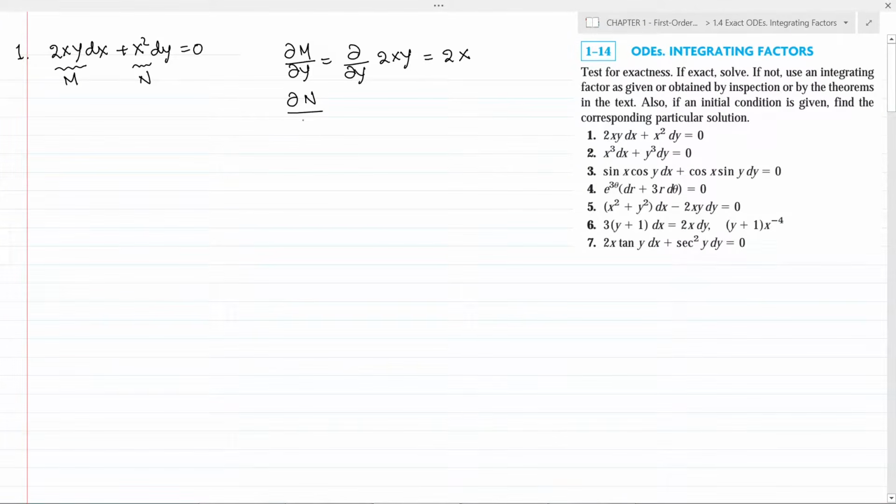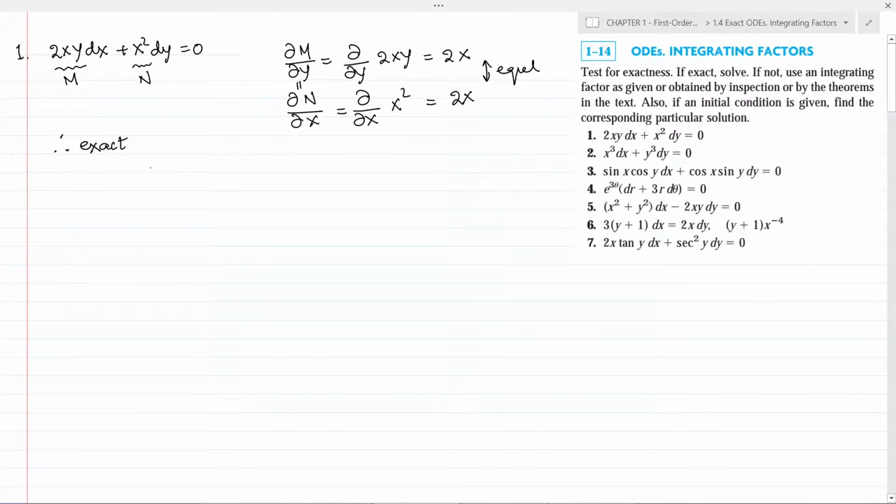Similarly, we will find del N by del x, which is equal to del by del x of x square. There is no y term here. So, this x square will be differentiated with respect to x, which is equal to 2x. Now, these two are equal, that is del M by del y equal to del N by del x. These two are equal. So, therefore, this is the exact differential equation.